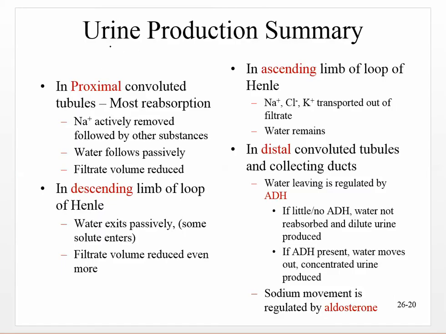Okay, so urine production summary. So how to make great urine. In the proximal convoluted tubules, most reabsorption takes place. We'll remember that, won't we? Sodium, sounds so condescending. Yeah, we will. Okay, so proximal, most reabsorption takes place, and remember this.